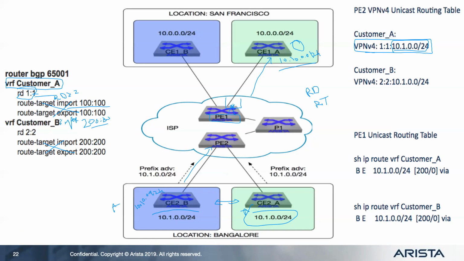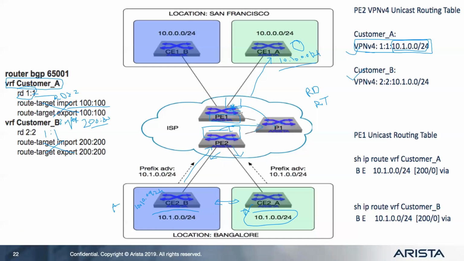Okay, one minute. So you mean to say both customer A and B have the same RD value? Yeah, exactly. Okay. So if you configure RD as 1:1 for both customer A and B, what will happen here? There is a problem. You will not have unique routes. It's only one route which has two ECMP paths, one here and one here. You will advertise only one route, that is 1:1 10.1.0.0, and then it will be advertised here.